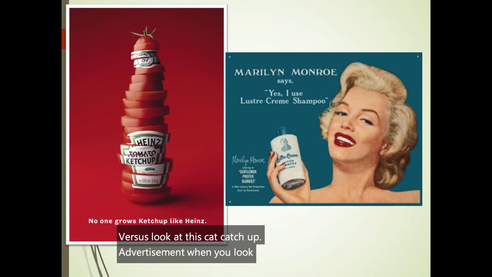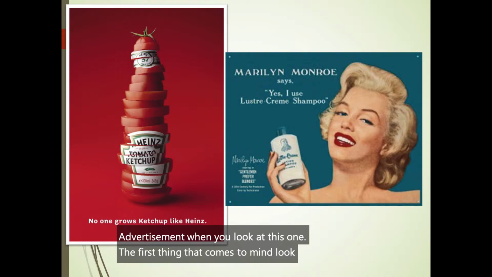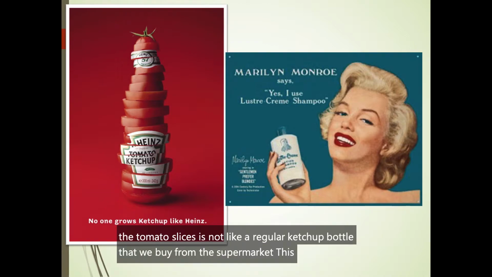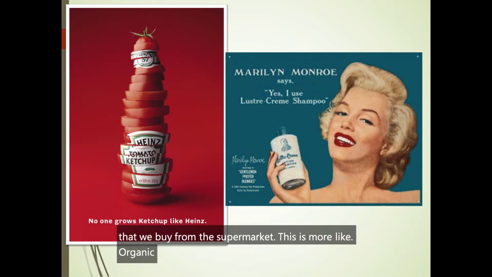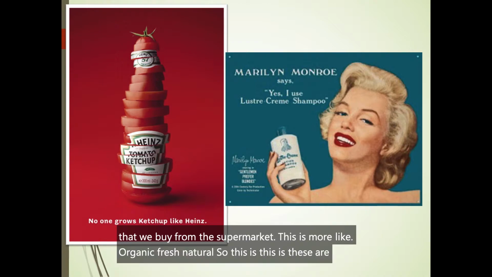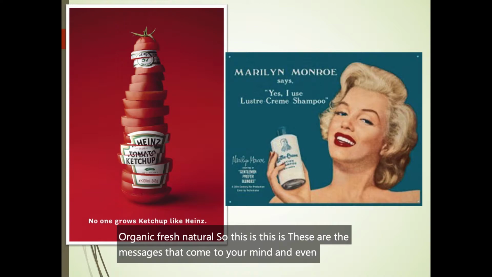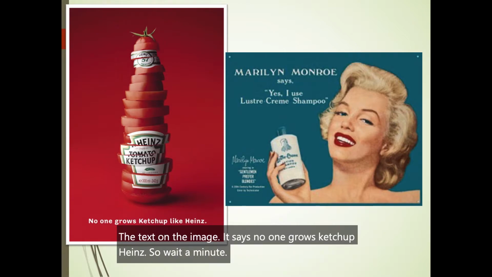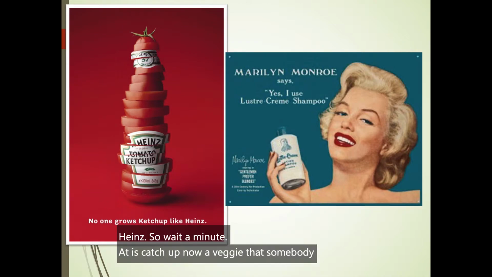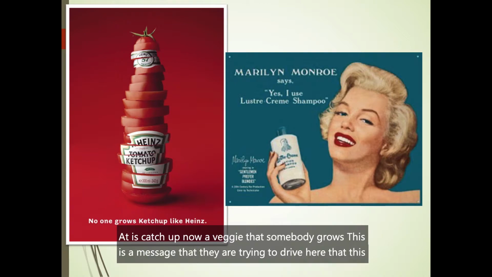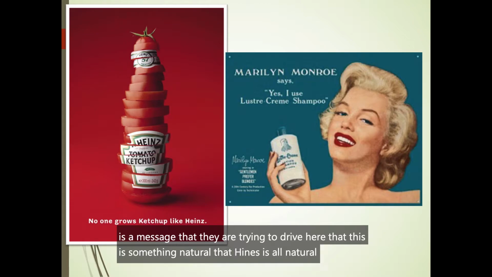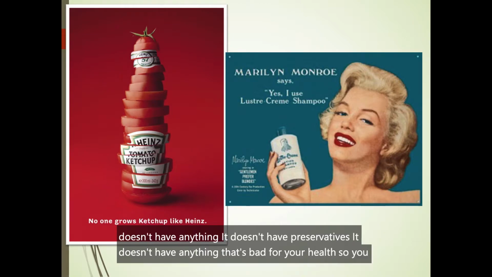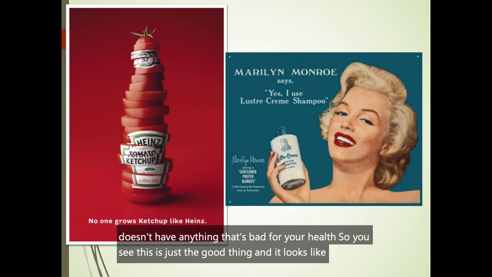When you look at this one, the first thing that comes to mind is, oh, look at that, you have the tomato slices. It's not like a regular ketchup bottle that we buy from the supermarket. This is more like organic, fresh, natural. These are the messages that come to your mind. And even the text on the image says, "No one grows ketchup like Heinz." So wait a minute, is ketchup now a veggie that somebody grows? This is the message they are trying to drive here, that this is something natural, that Heinz is all natural and doesn't have preservatives or anything that's bad for your health. So you see, this is just the good thing, and it looks like a tomato and it's made of tomato slices.